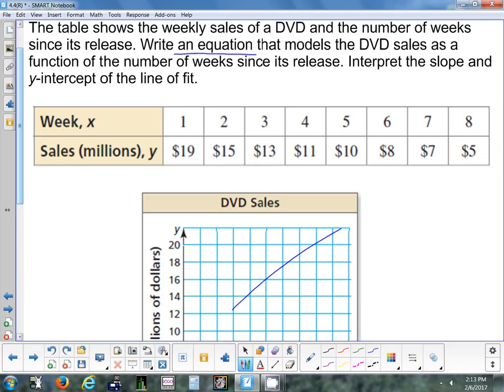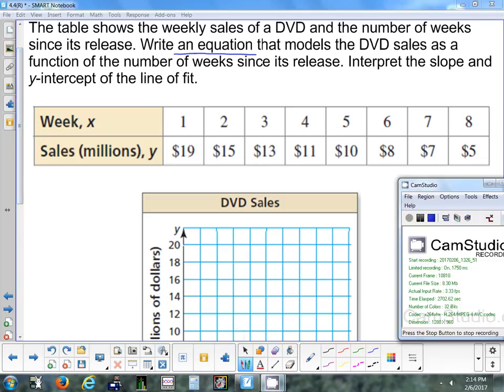Do you guys already have the DVD sales graph? All right, so just take those points and see if you can copy them onto the grid. And then when you're done, take your ID. I think that's probably big enough. Yeah, take your ID and draw the line the best you can through the points.